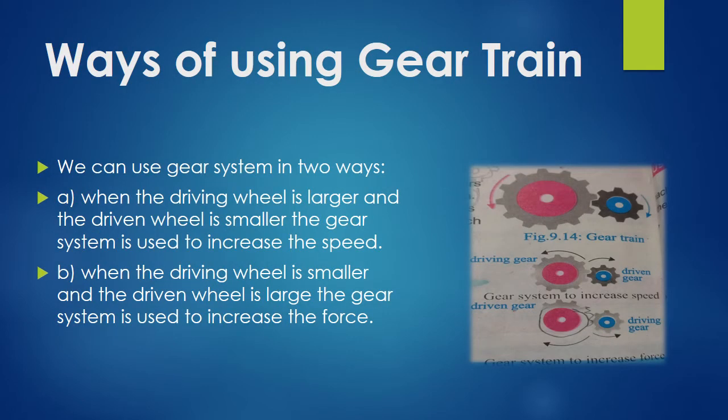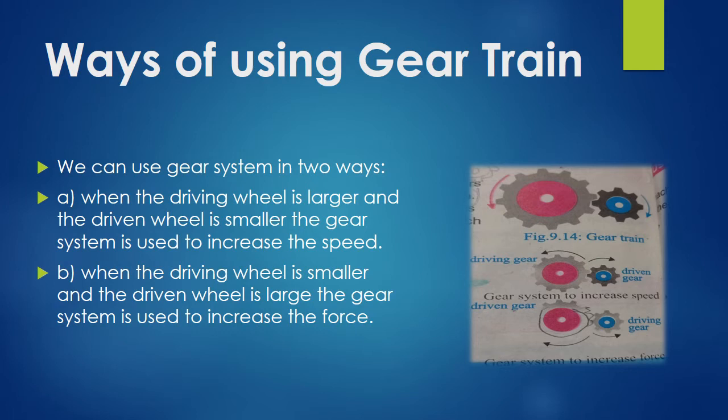Ways of using gear. There are basically two ways in which this gear system can be used. We can use gear system in two ways: when the driving wheel is larger and the driven wheel is smaller, the gear system is used to increase the speed. Here they are saying if you want to increase the speed.